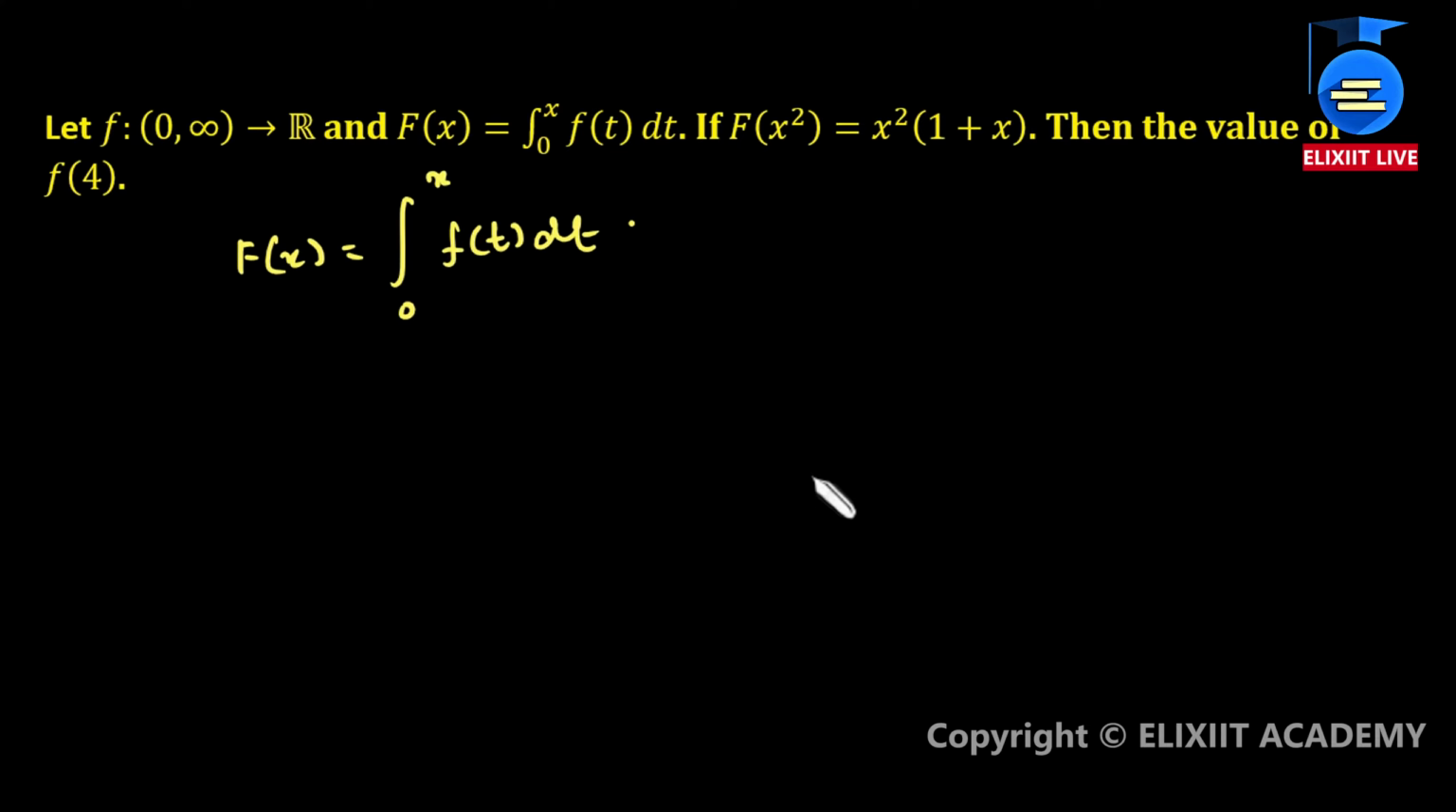So we need f of 4. So this small f of t is actually there inside some integrand. So we have to remove this, isn't it? We have to remove this part actually. Also we have F of x square, this thing is given. So what is F of x square actually? From here we can find out F of x square. What is F of x square? Simply replace x by x square, integration of f of t dt.